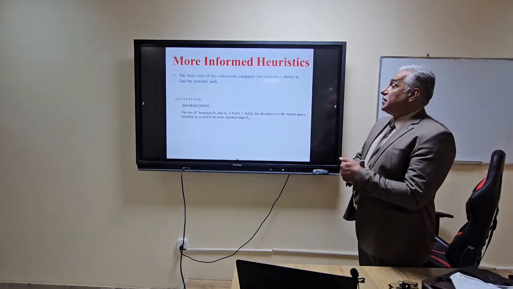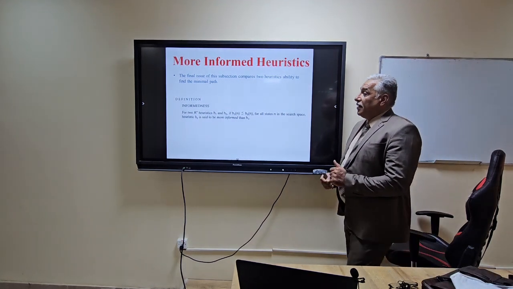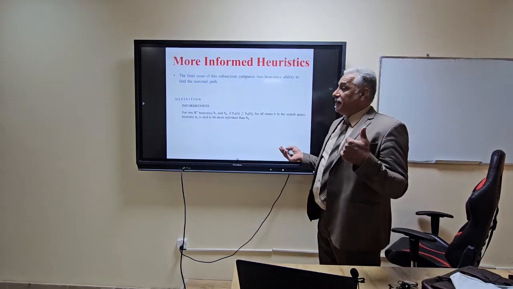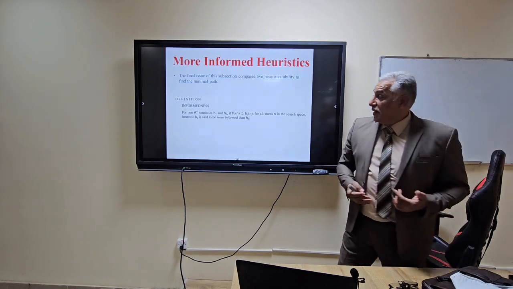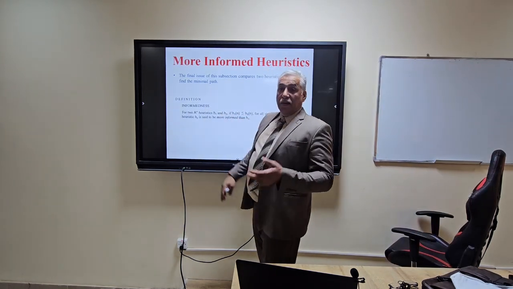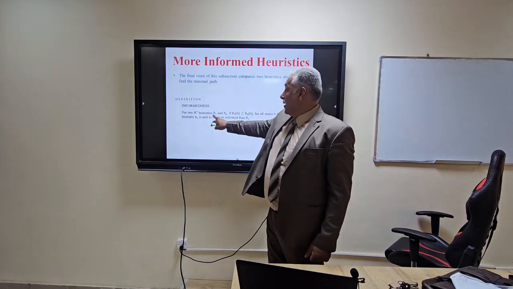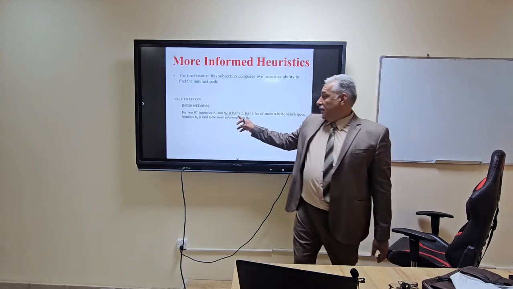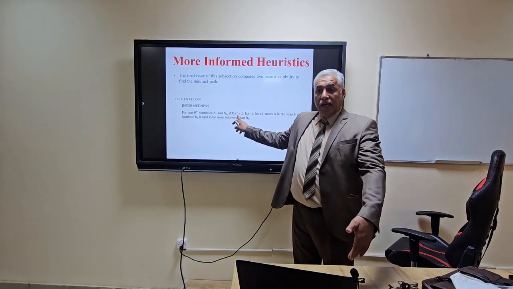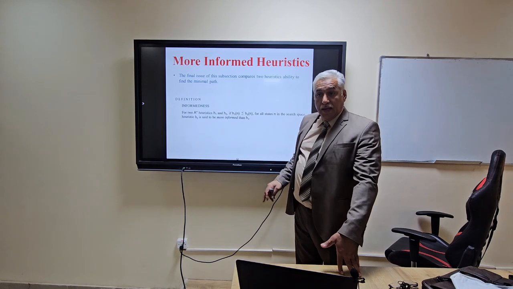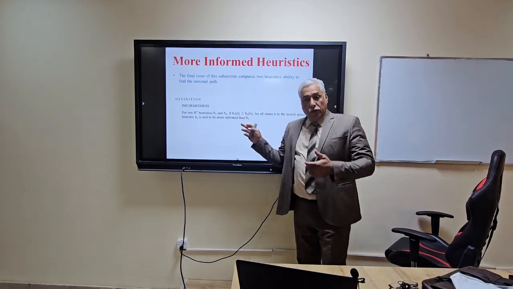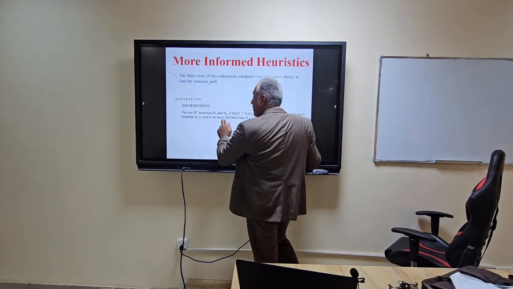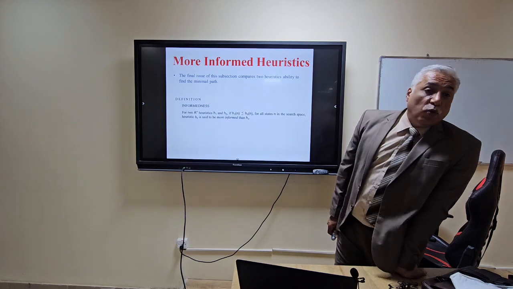Now, in other words, informed heuristics. The final issue of this subsection compares two heuristic approaches to find the minimal path, and the definition of informedness for two A star heuristics, h1 and h2, where h is the evaluation function of the estimated cost. If h1(n) is less than or equal to h2(n) for all states n in the search space, the heuristic h2 is said to be more informed than h1.